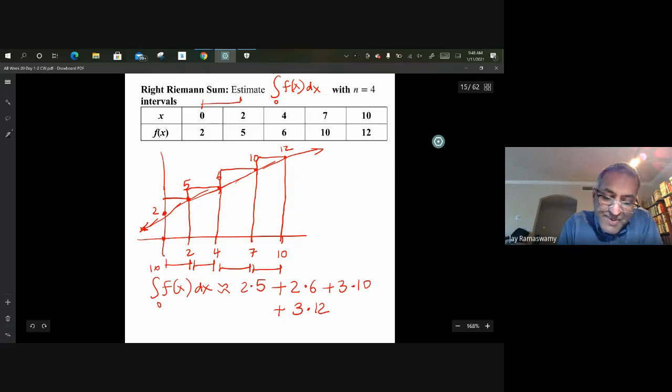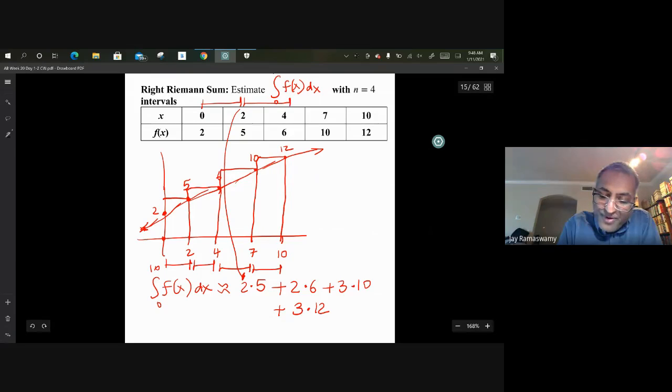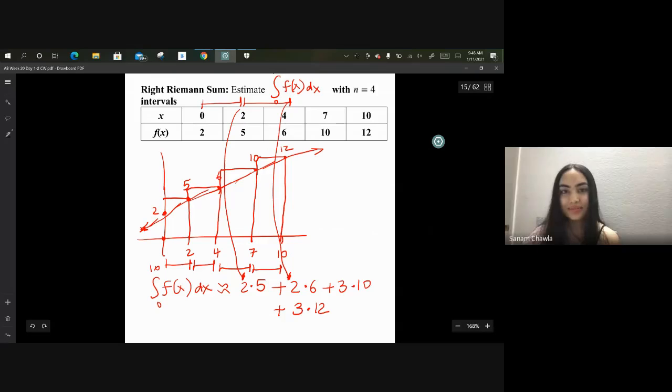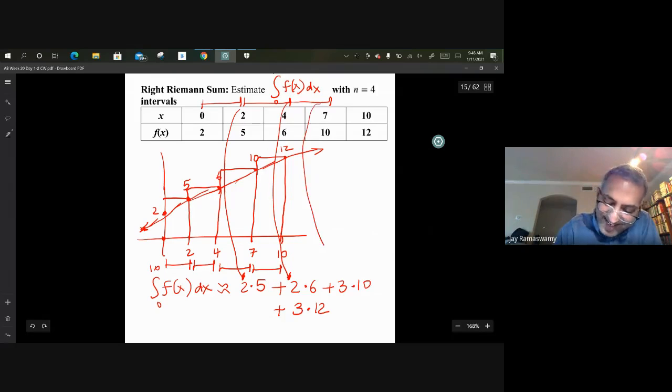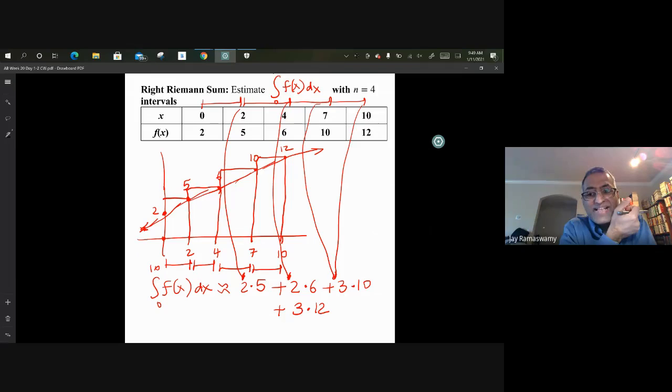Is that first base 0 to 2? And that's 2 over here. Is your second base also 2 to 4, which is 2? And that's over here. Is your third base from 4 to 7? And that's 3 here. And your last base 7 to 10, and that's 3 here. Did everybody understand how to get the bases? Yes.